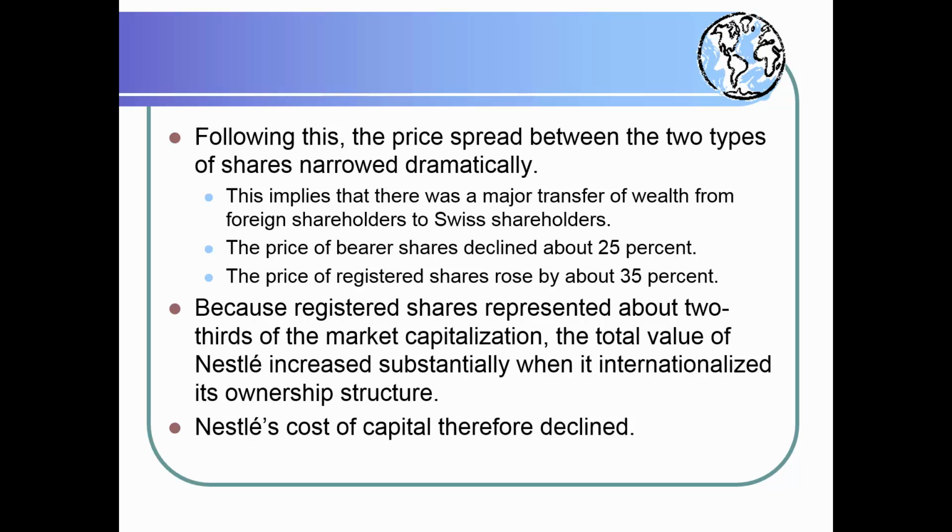And what is the benefit as far as the company is concerned? Their cost of capital therefore declined, because suddenly they found that overall the price of their shares went up, and which meant that the cost of equity went down and the cost of capital also went down. Okay. So what is another example of this?